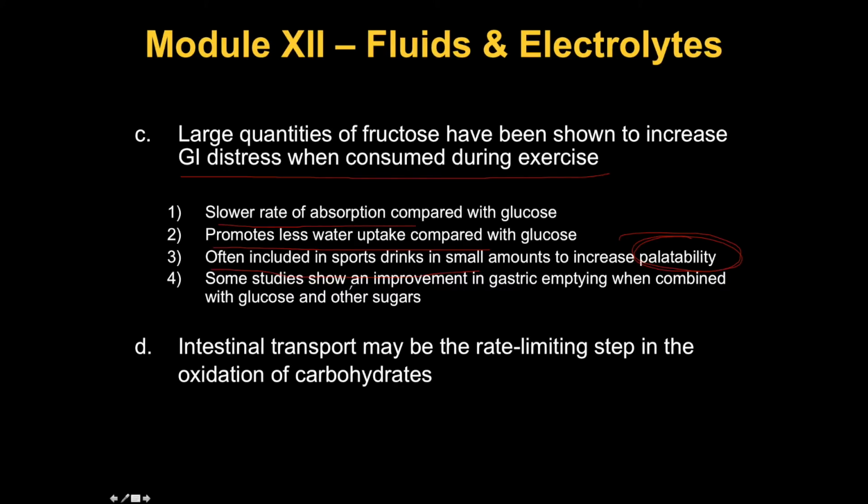So some studies do show an improvement in gastric emptying when you combine glucose and other monosaccharides. So that's an important consideration here in the literature. As far as intestinal transport is concerned, it might be the rate limiting step in the oxidation of carbohydrates. So getting past that brush border membrane and into the enterocyte, that may be where the research has to focus in order to bypass that somehow and optimize that so we can help athletes achieve optimal performance with sports beverages and maintain that performance over a prolonged period of time.